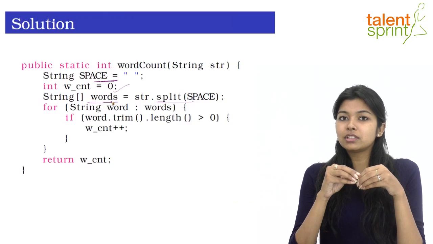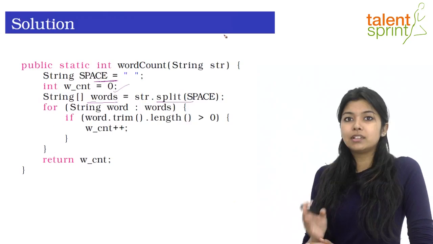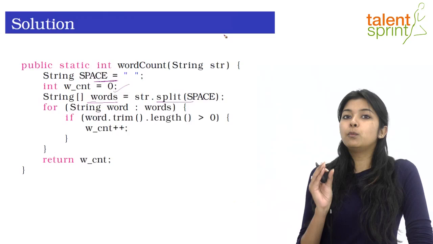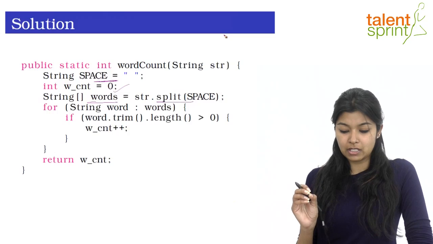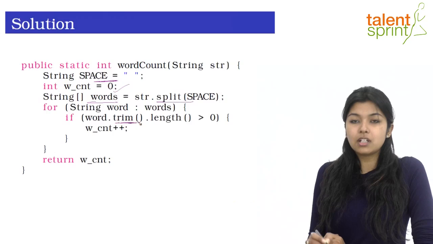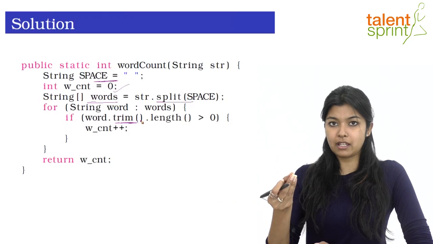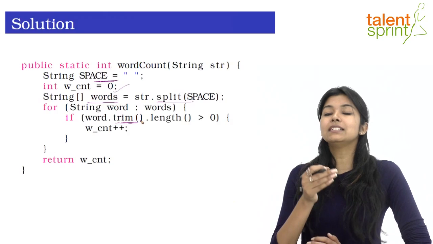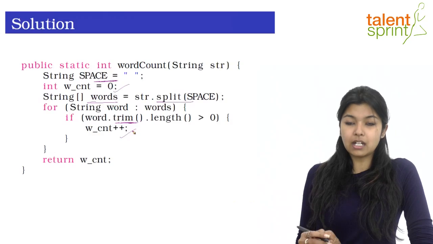Now to keep track of those extra spaces that I talked about before, we are running a for loop that traverses through the array returned by the function split. For every word in the array, we are checking if there are any leading or trailing blank spaces in the word. If there are, we are using the function trim to eliminate those. Now after applying trim to the string that we have, if the length of the word still comes out to be greater than 0, that means it actually is a word and not just a blank space. In that case only, we are incrementing our word count.